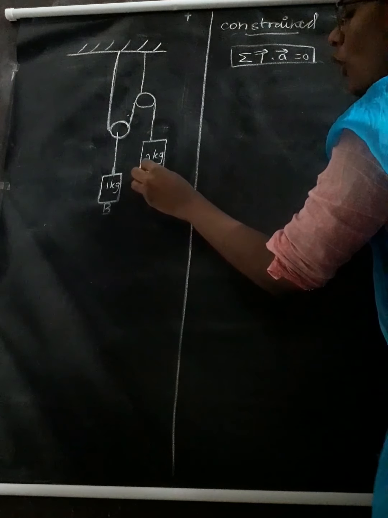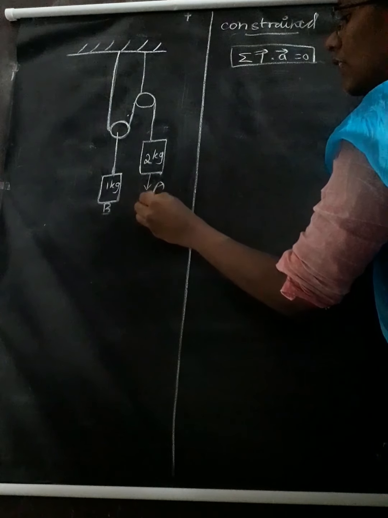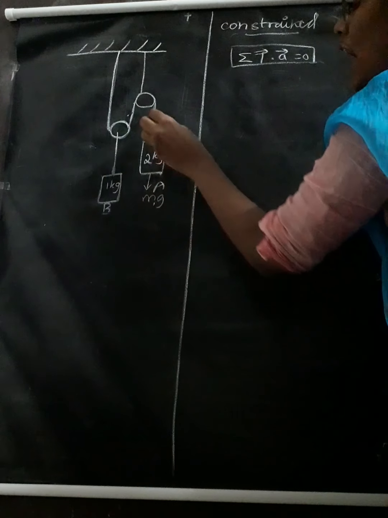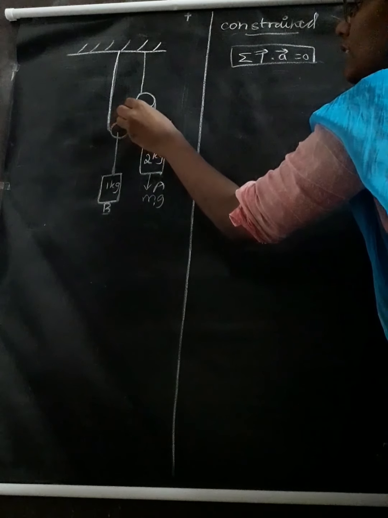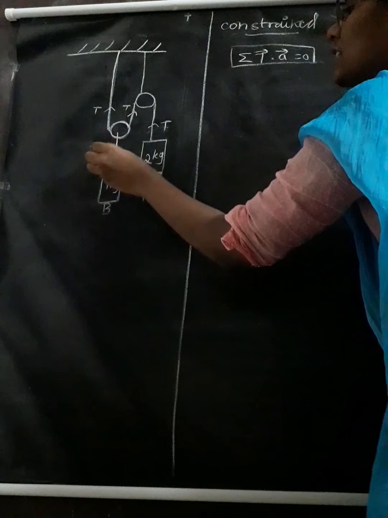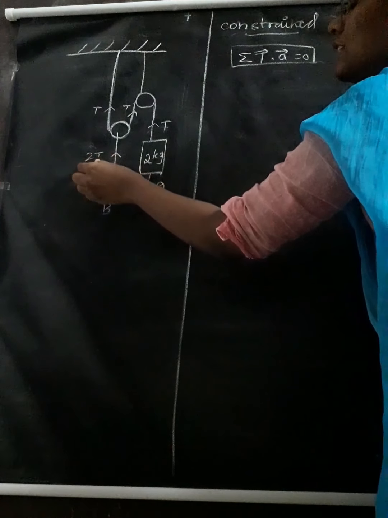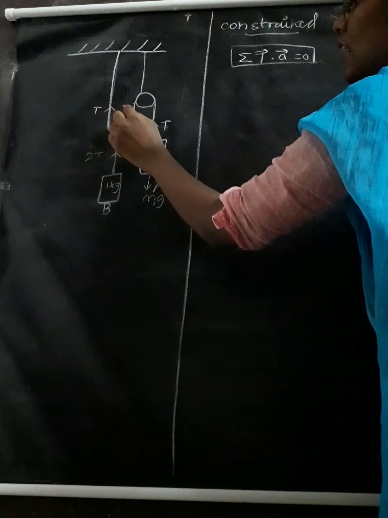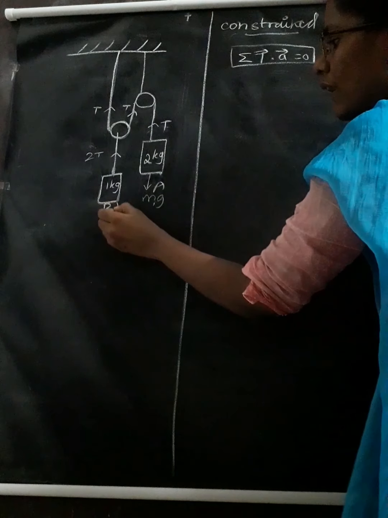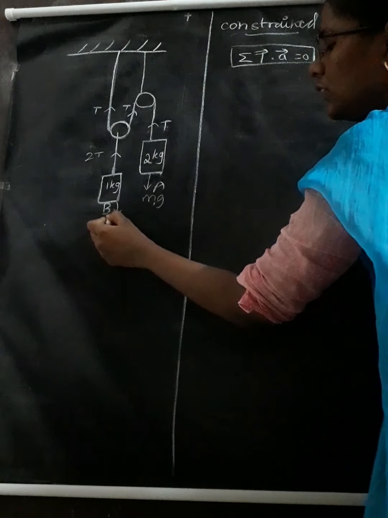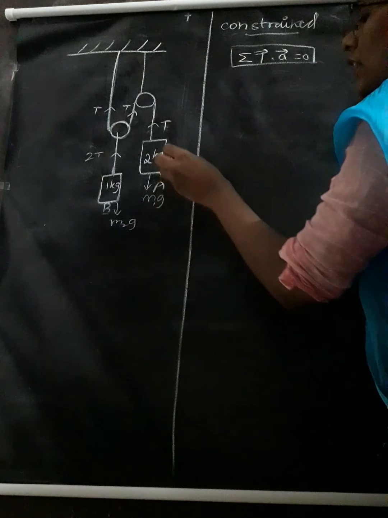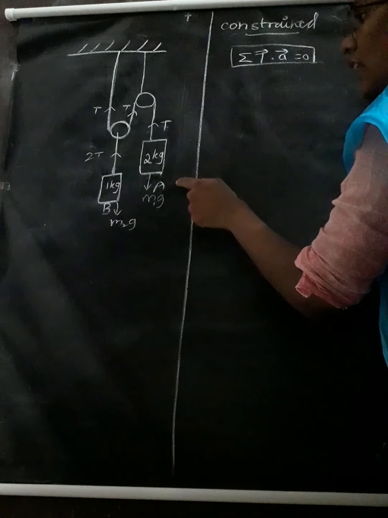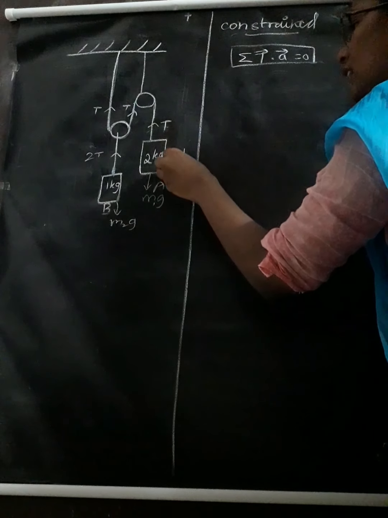The weight of this block acts vertically downwards, m1g, and the tension in this string will be T. This string has a tension T in the upward direction, and the tension in this string is 2T, because this 2T is divided into this string as T and T. The weight of this block acts in the downward direction, m2g.